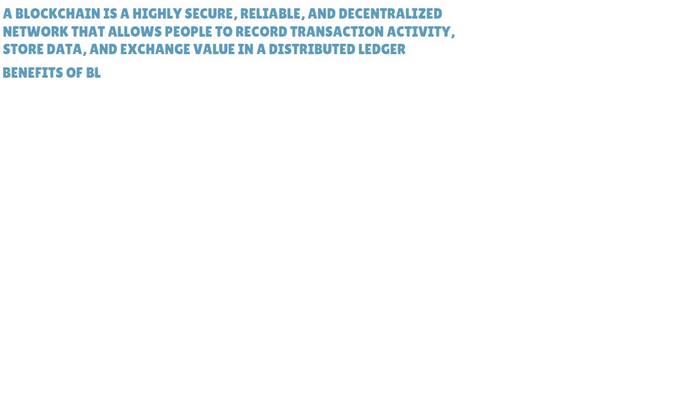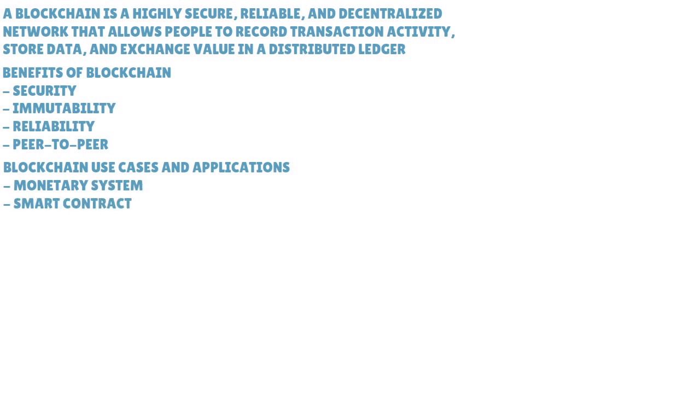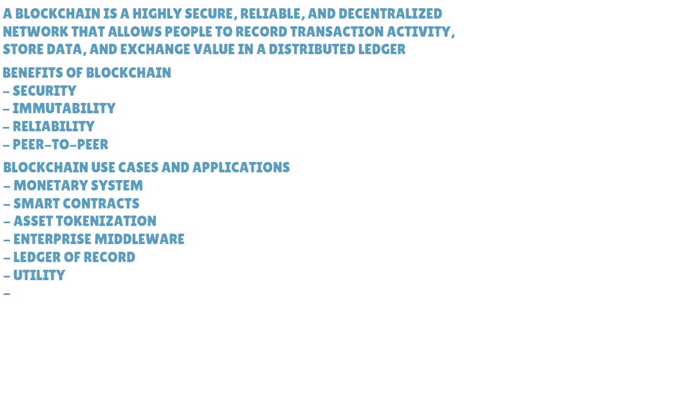And so blockchain actually has been around for the last 30 years. And the cool thing is that you have security, you have immutability, you have reliability, you also have the peer-to-peer aspect of blockchain. So that's pretty good. And so blockchain use cases and applications actually span various industries. You have the monetary system, smart contracts, asset tokenization, enterprise middleware, ledger of records, utility, blockchain gaming, supply chain, insurance.